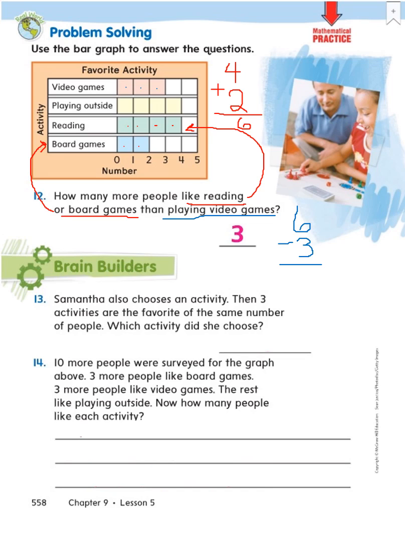Okay, now look at number 13. And I'm going to read them and then I want you to pause them and try to figure them out. Samantha also chooses an activity. Then 3 activities are the favorite of the same number of people. Which activity did she choose? Okay, so Samantha chooses an activity. Then 3 activities are the favorite of the same number of people. Which activity did she choose?